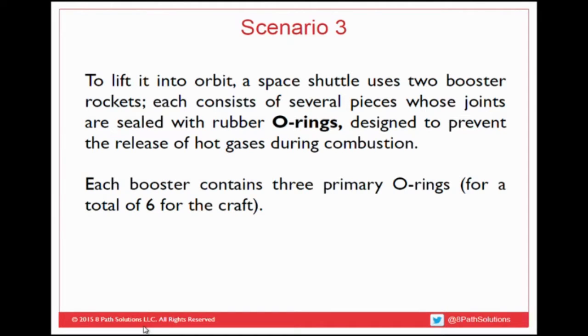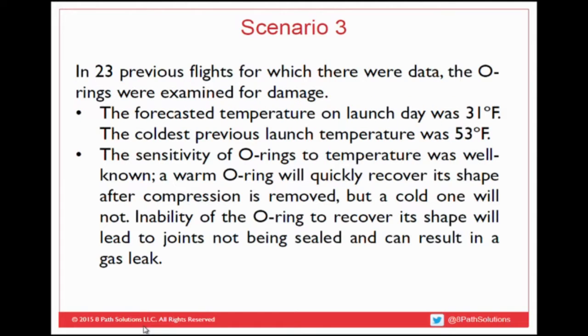So I want you to think about something called O-rings. O-rings are basically a piece of hardware that is used on space shuttles. And they're designed to prevent the release of hot gases during combustion. Each booster in a rocket contains 3 primary O-rings. It happens that there are 23 flights for which O-rings were examined for damage. And so it's part of a rocket ship, right?